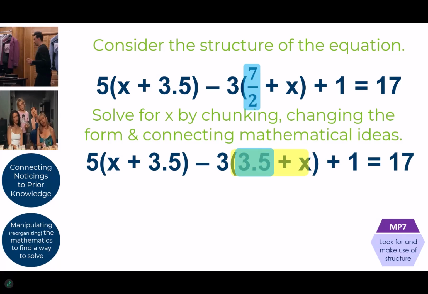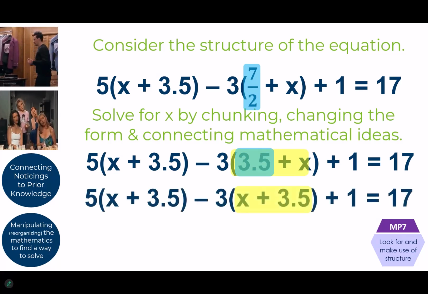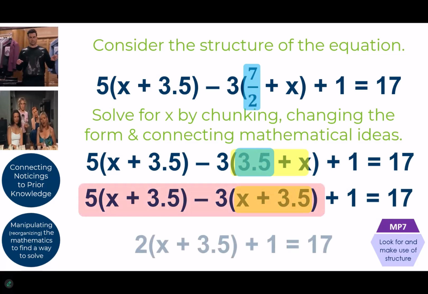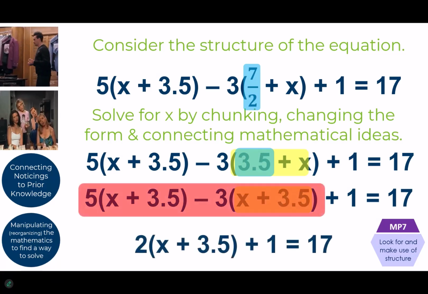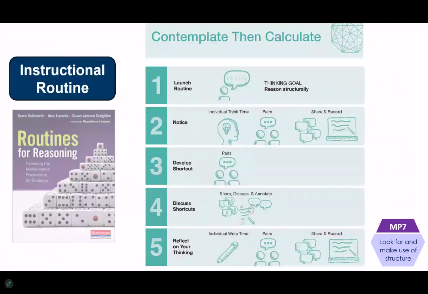But I remember that I'm allowed with addition to use the commutative property to switch the order of things. So you might switch the order of things. Well, now you have 5 sets of x plus 3.5 and 3 sets of x plus 3.5, and you're supposed to subtract them, and that leaves you with 2, and then you can continue on doing things. But students who can see structure can make problems much more simple.